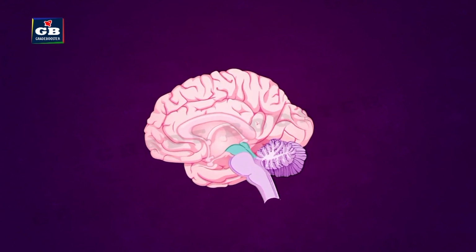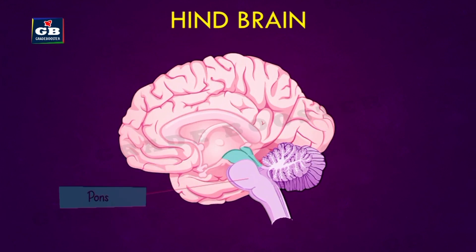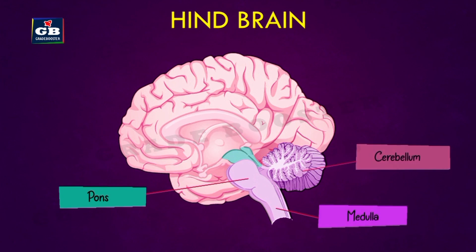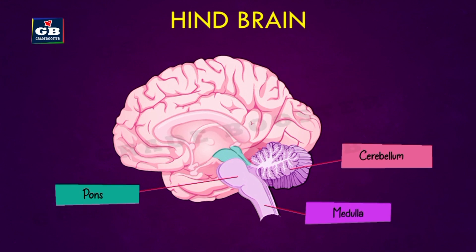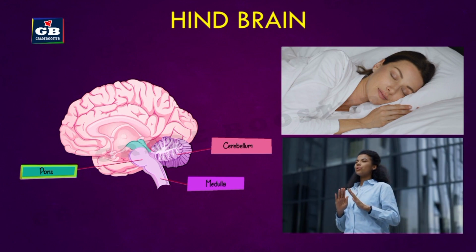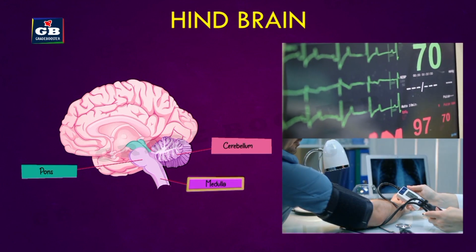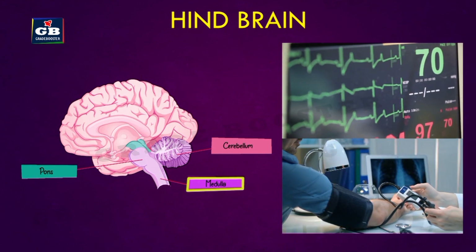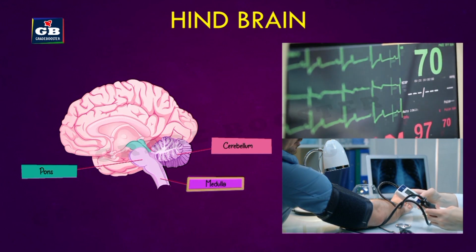Hindbrain. The hindbrain has 3 parts, namely pons, medulla oblongata, and cerebellum. These parts control the involuntary functions of our body. Pons controls our sleep and wake cycle and breathing. Medulla controls heart rate, breathing, blood pressure, and more involuntary functions.